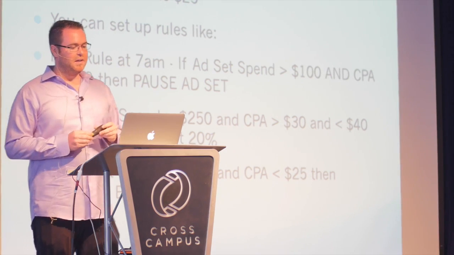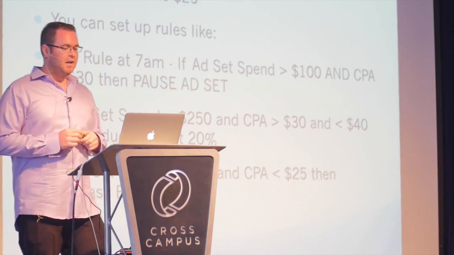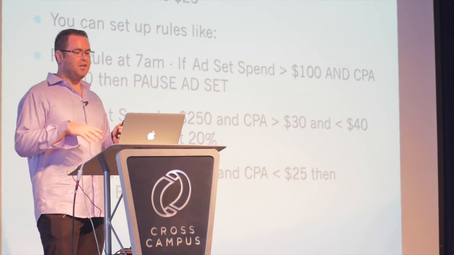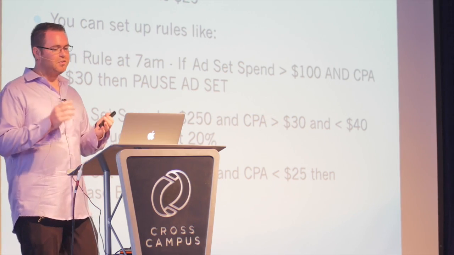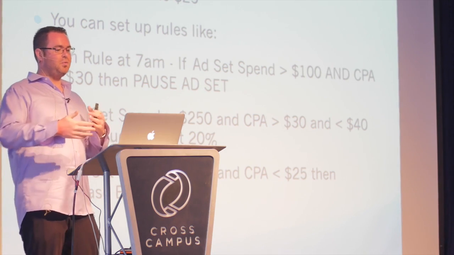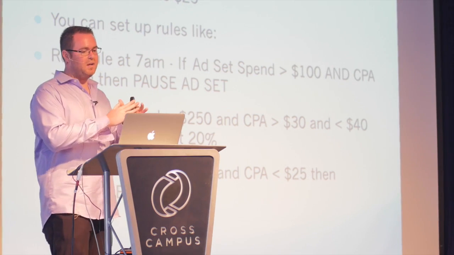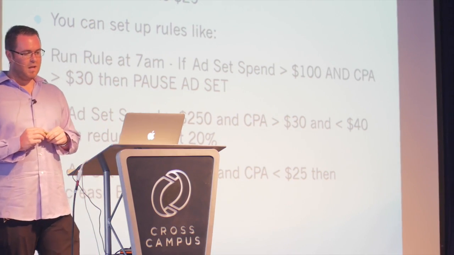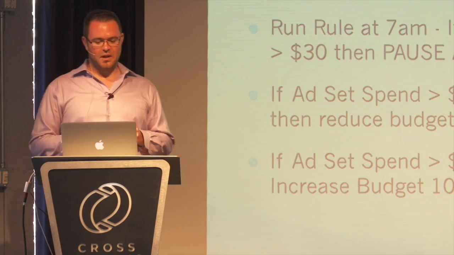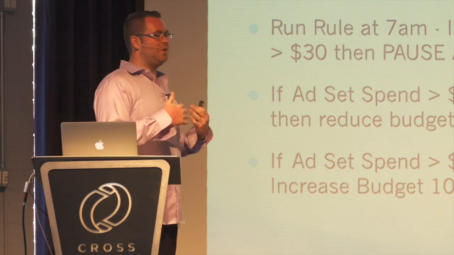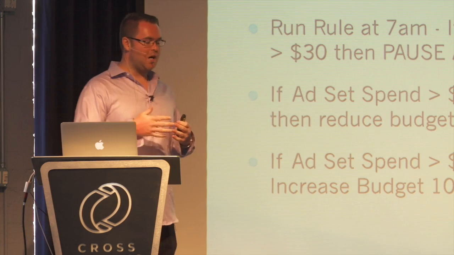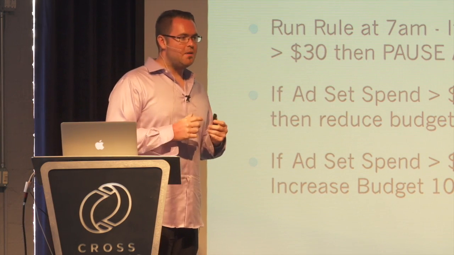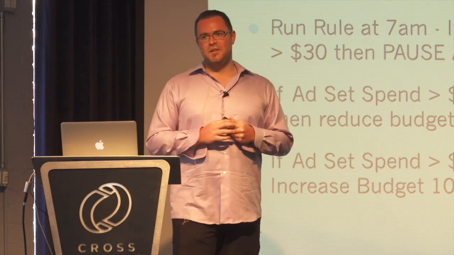Then you can set something like, if the ad set spend is greater than 250 and the CPA is greater than 30 but less than 40, so somewhere between 30 and 40 bucks, then reduce the budget by 20%, because it's close to profitable but not quite. So you just want to reduce the budget to slow the spend down and pick up maybe some cheaper clicks that might put you into profitability. You can also do stuff like, if the spend is greater than $100 and the CPA is below 25, meaning we're good, we're profitable, increase the budget 10%. So you can set up a lot of rules like this that automate a lot of what you need to do to scale. And it's absolutely crucial.